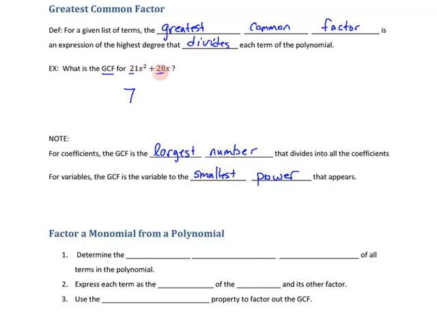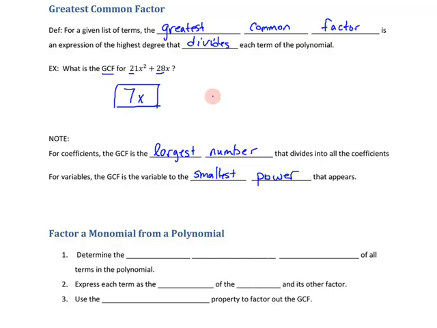Now x is in both of these. The GCF is going to be the variable with the smallest power that appears. We've got x squared and x to the first power, so that means the first power is the smallest power. Why is this the smallest power and not the largest power? Well, the most they have in common is just one x, right? Because they don't have two x's in common, since this one only has one x. So the most that they have in common that makes it a common factor is the smallest power that appears. So that's the GCF for that expression.